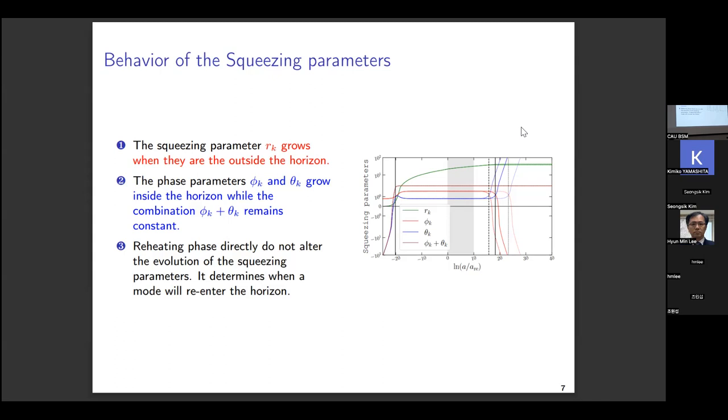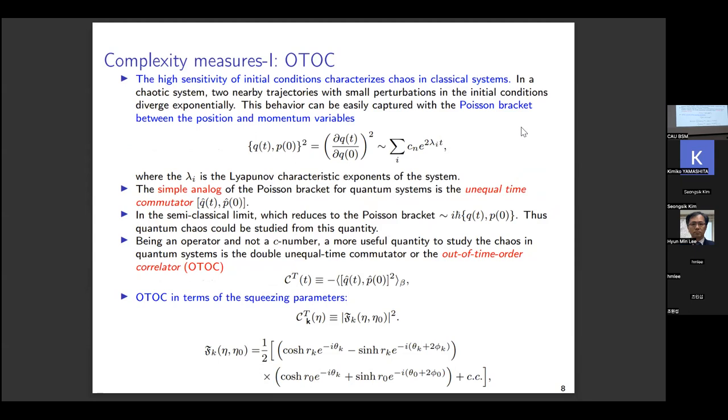And of course, if you have a different equation of state, then there will be different e-folds when they re-enter the horizon, and then after re-entry, they settle to a constant value. Okay, so now let me define the actual complexities that I will define from these squeezing parameters.